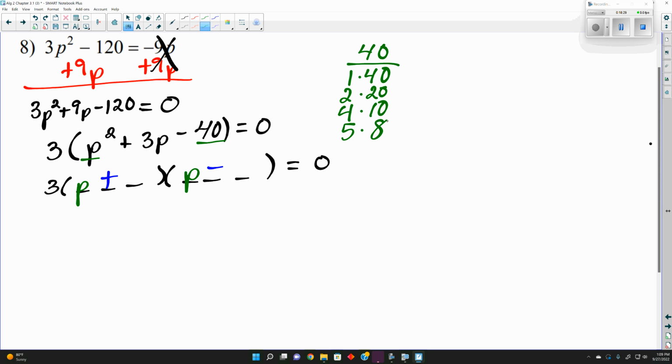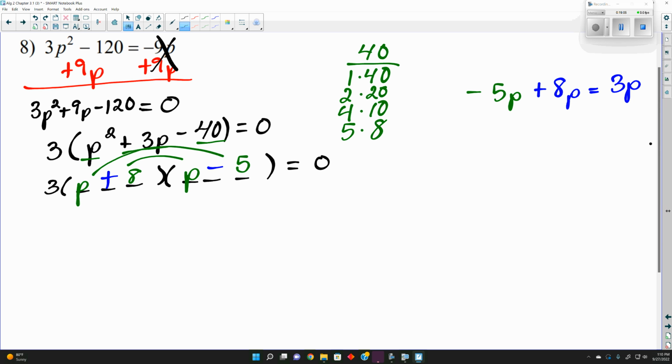So looking at all these here, which one do we want to try first? 5 and 8, which one's positive? 8 and 5. And we can check this here. P times negative 5 is negative 5p. 8 times p is going to be positive 8p. And negative 5p plus 8p is positive 3p. So these are the correct terms because that does give us our correct middle term.